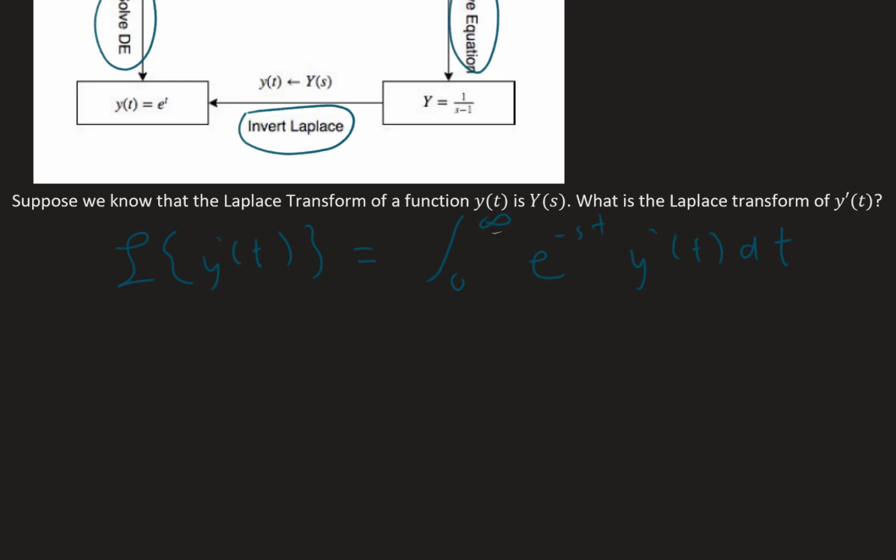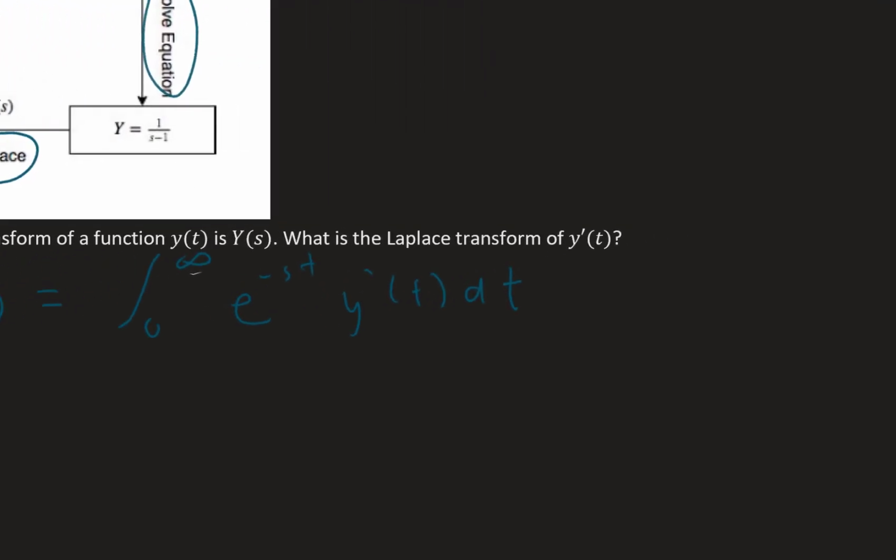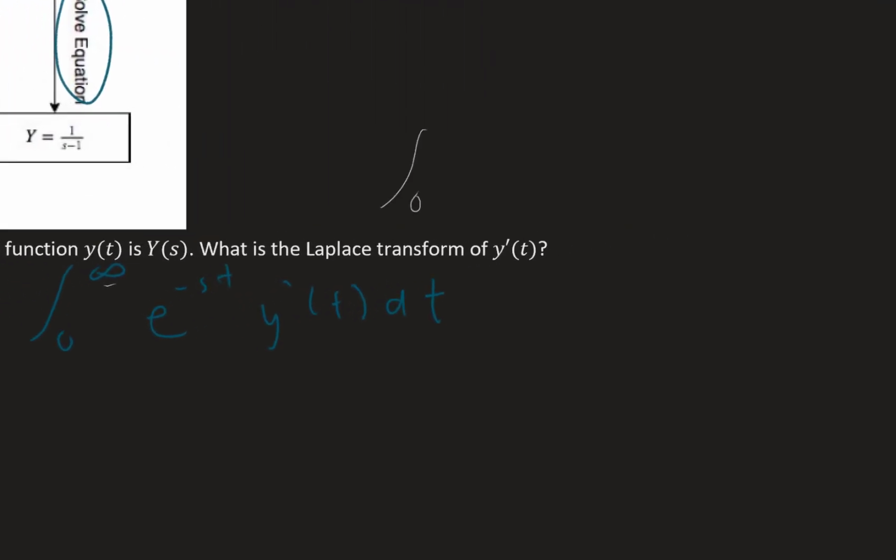If you look at this integral, we want to relate this back to the Laplace transform of y, which we can write off to the side as the integral 0 to infinity of e to the negative st times y of t dt. Comparing these two expressions, the problem is that in the top one, we have a derivative in our integrand. To get rid of this derivative, we're going to use integration by parts.